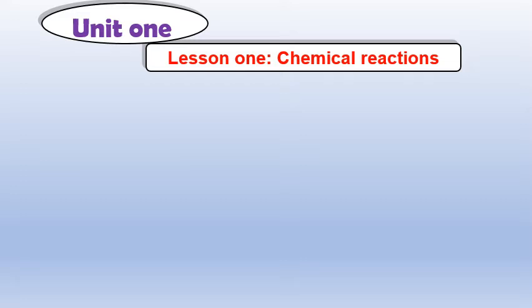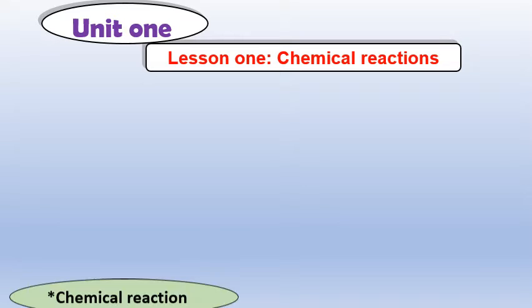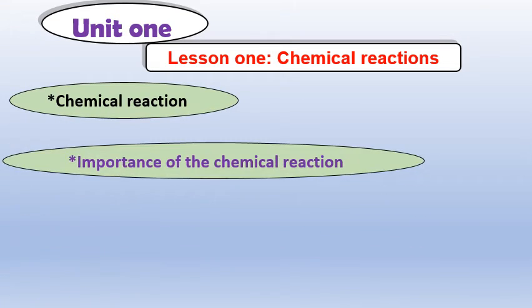Okay? So what's meant by chemical reaction? It is the breaking down of bonds between the reactants to form new bonds between the products. Okay? This is the definition of chemical reaction.